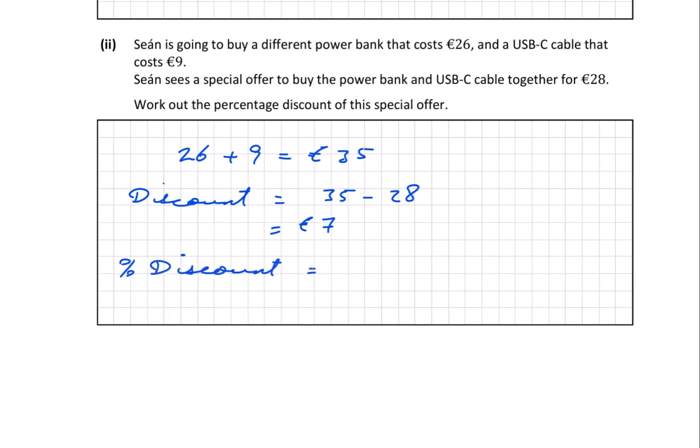So we're looking for the percentage discount. The percentage discount is the discount, which is €7, divided by what he would have paid originally if he bought them separately, which is €35. We have to multiply that by 100 to convert it into a percentage. So when you do that, you will get 20%. So he can get a 20% discount by buying them on the special offer.